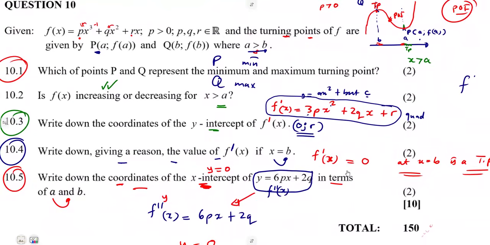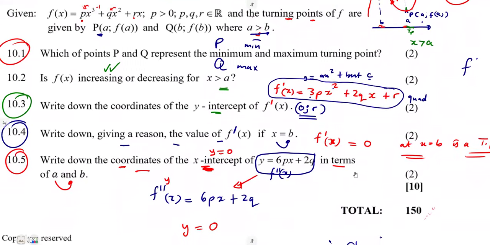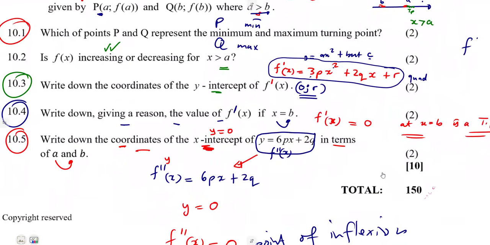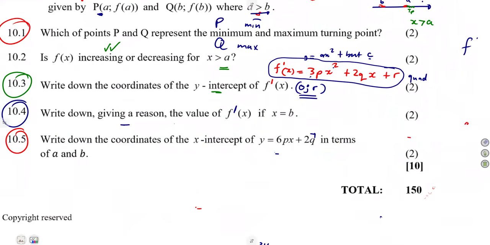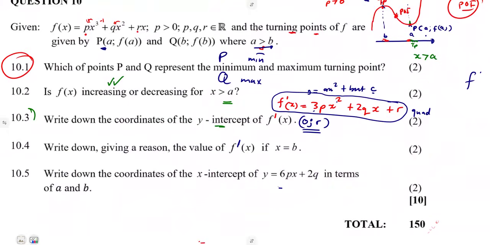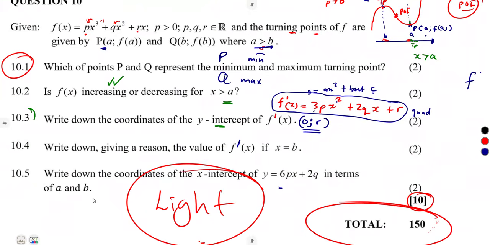So do yourself a favor, guys. Understand all the basics. All right? Understand all the basics. That is the most important aspect for revision. It's going to help you a lot. All right, so that is what we had on question number 10, having 10 marks and a total of 150 marks. So guys, that is it.